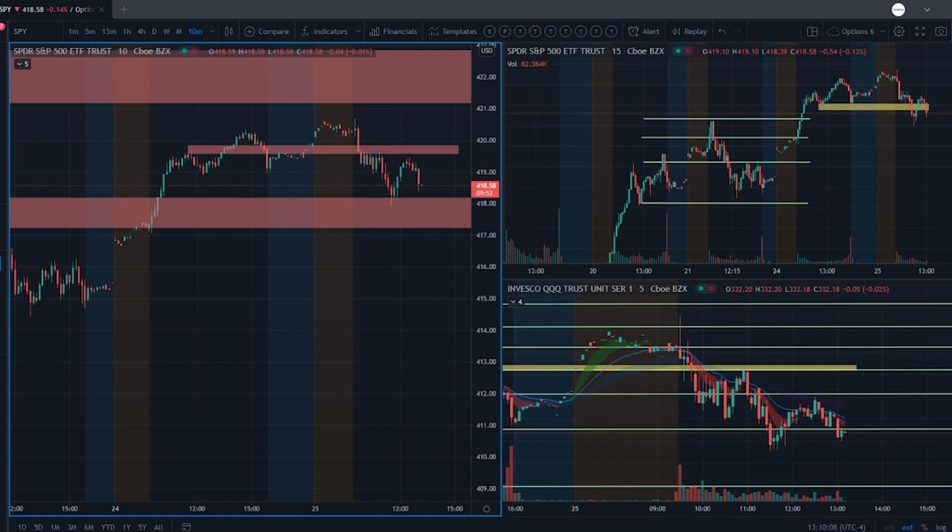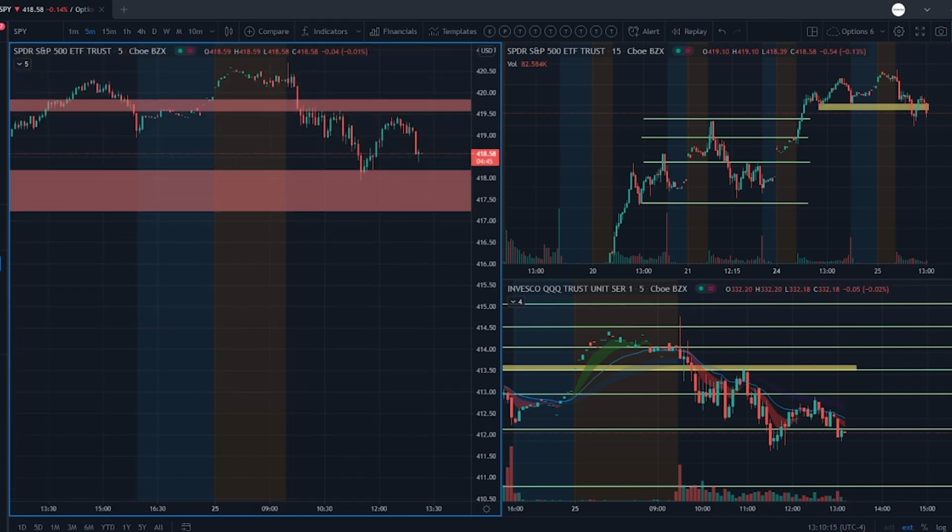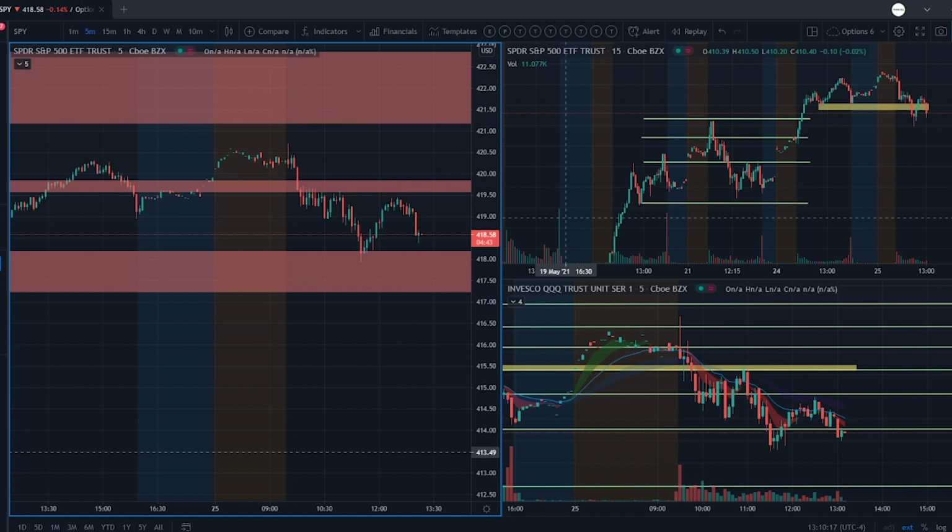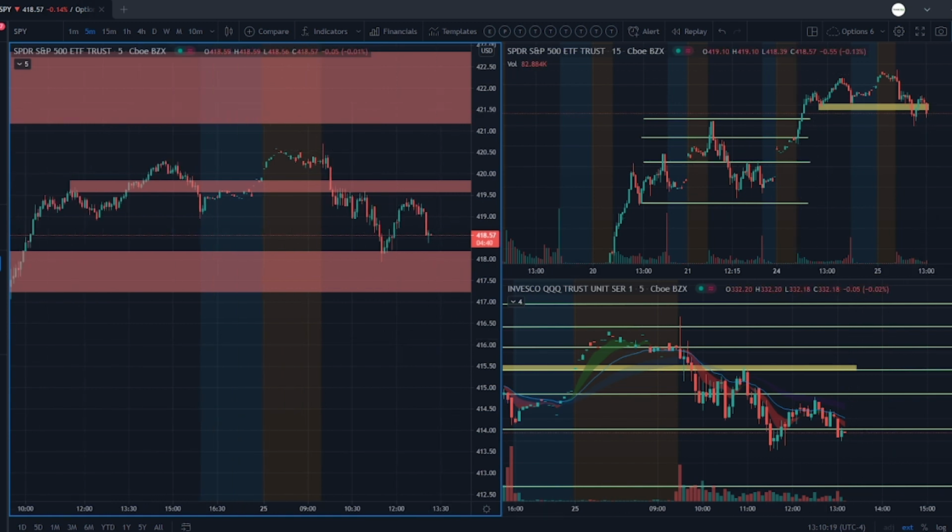Now, if we turn this into a 5-minute chart, we have more intraday movement and more intraday ideas, meaning that we could find more trades, right? So on the 5-minute chart, we can see, okay, well, this area that was supposed to hold support didn't do that. It actually broke and held resistance. This is where we're going to sell this SPY market, right?